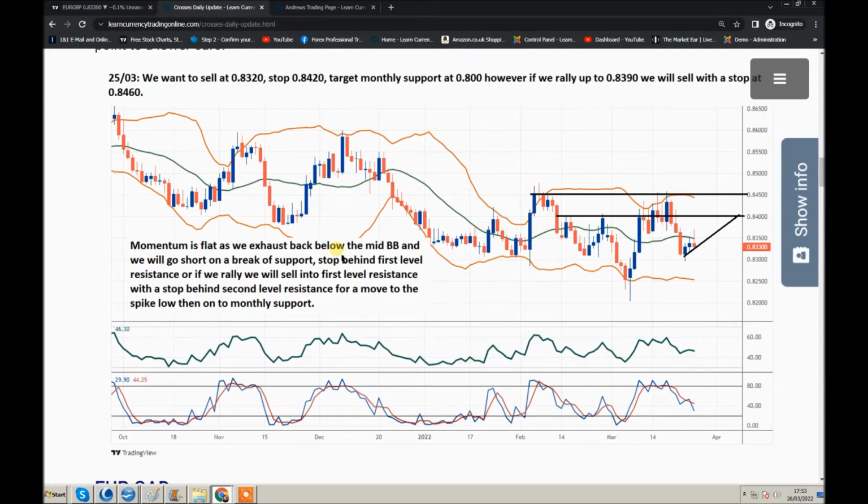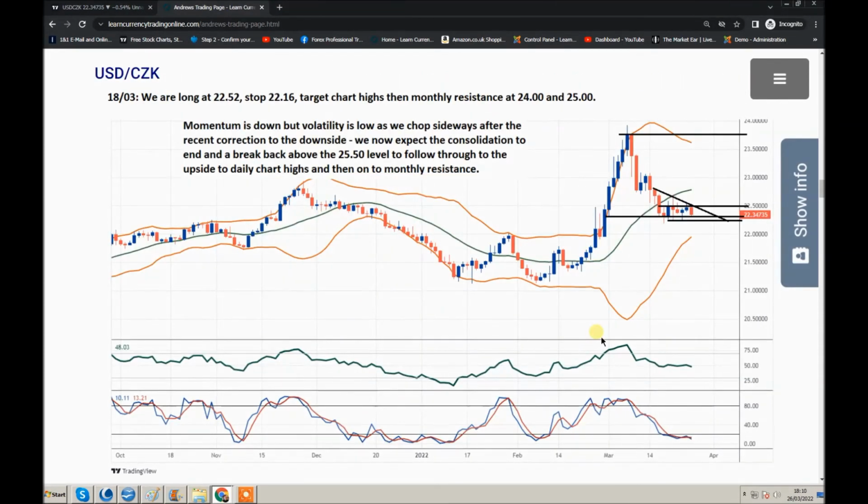But yeah, at the minute it's kind of going sideways a bit. But I think that's going to end with a big breakdown in the euro. We shall see. Now let's have a look at a couple of euro proxies. Right, on USD CZK, and regular viewers will know we've been very bullish of this pair for a few months and got a couple of decent trades there. But that was a massive move to the upside.